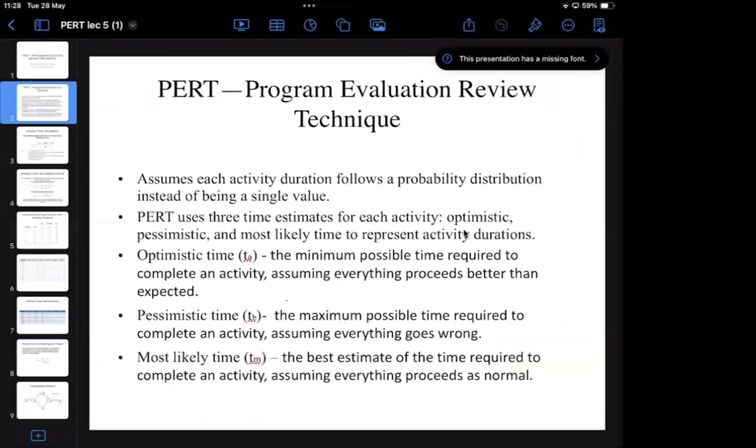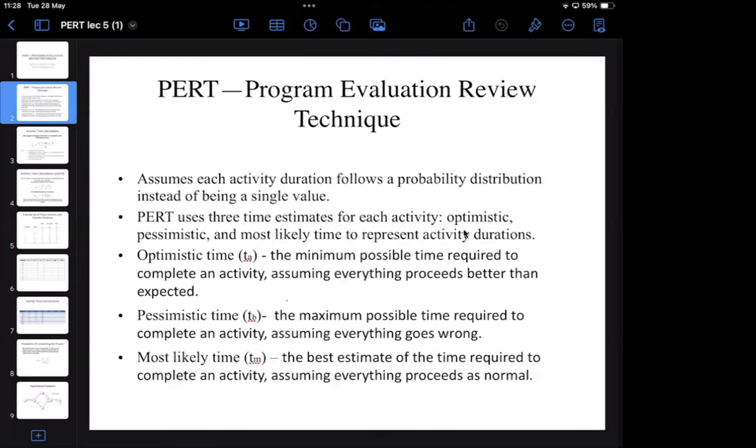Right. Then the PERT assumes each activity duration follows a probability distribution instead of being a single value. මම ඉස්සෙල්ලා කිව්වා වගේ දැන් PERT එකේදී assume කරනවා මේ කාලය සඳහා තියෙන්නේ probability distribution එකක් කියලා. Critical path එකේදී අපි ගත්තේ single value එකක්.